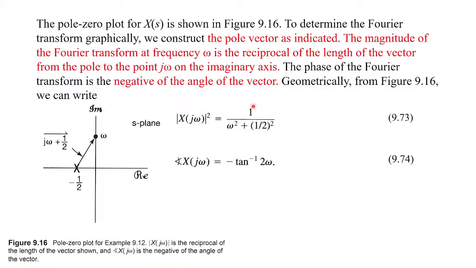And you can also see it algebraically: it is 1 over the square root of omega squared plus 1 over 2 squared. So this is largest when omega equals 0. And you can also read the angle here.